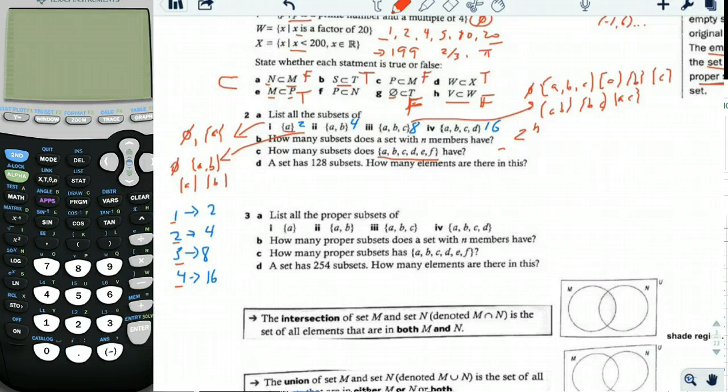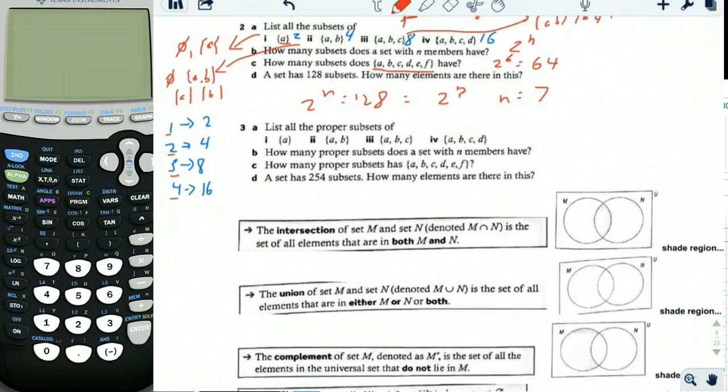So if it's 6, that would be 2 to the 6th, which is 16 times 2 times 2, which would be 64, I think. A set has 128 subsets. How many elements are in this? Okay, so that would be 2 to the n equals 128. Well, we know that 2 to the 6th equals 64, so 2 to the 7th is equal to 128, so n equals 7.